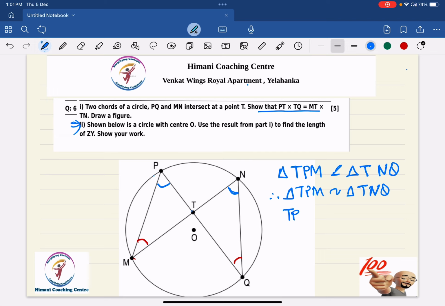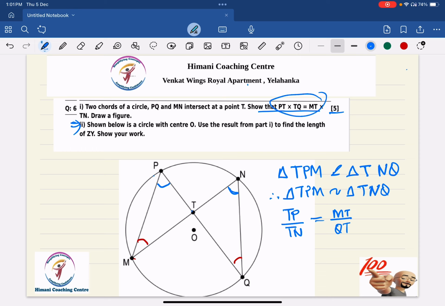TP by TN would be equal to MT by QT. Why? In similar triangles, corresponding sides are in the same ratio. So you have to write that down. Why? Because this is a 5 marker question. You will have to write that down.